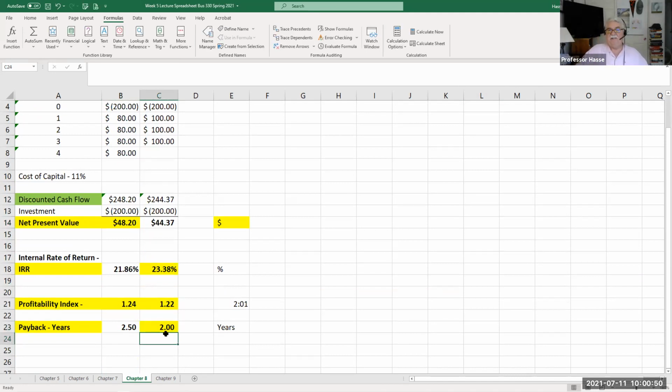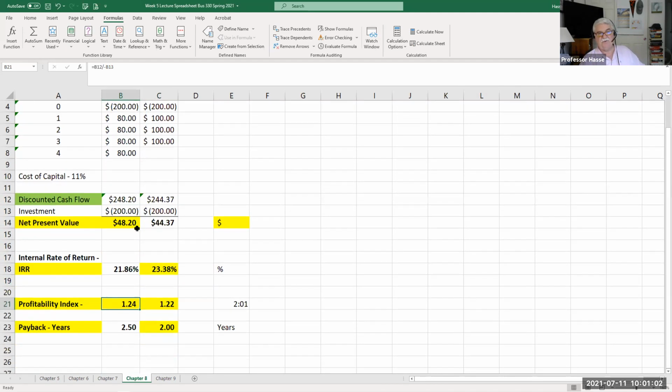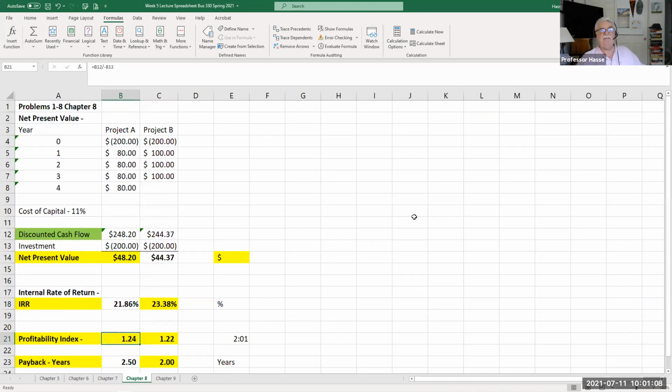So we see a pattern here in this problem. Project A is generating a greater present value and a greater profitability index because it's generating more money. Project B is generating a greater return in IRR and the payback. Companies look at the variety of these different returns to determine which investment is better: net present value, internal rate of return, profitability, and payback. You need to be very familiar with these 4 methods.